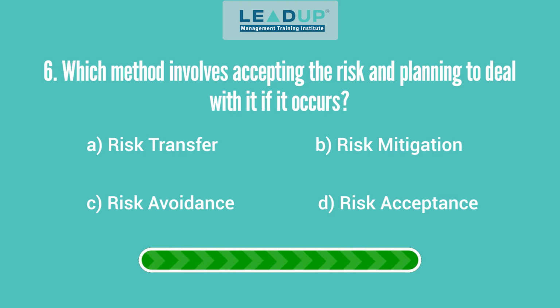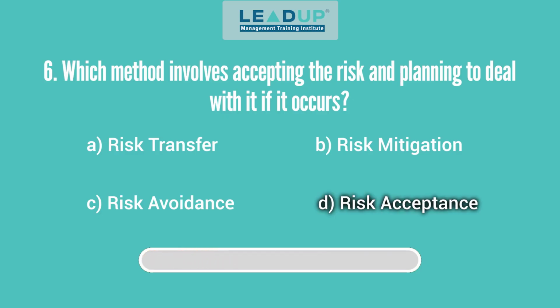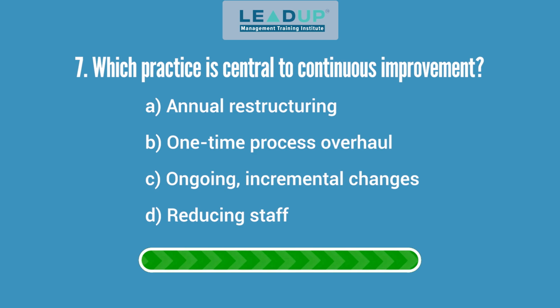Question 6. Which method involves accepting the risk and planning to deal with it if it occurs? A. Risk transfer. B. Risk mitigation. C. Risk avoidance. And D. Risk acceptance. Answer: risk acceptance.